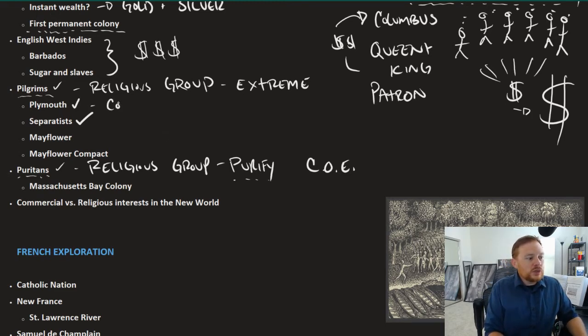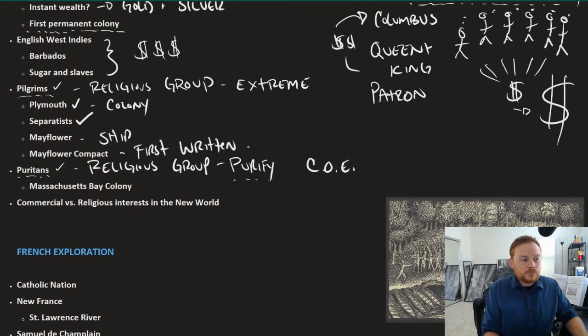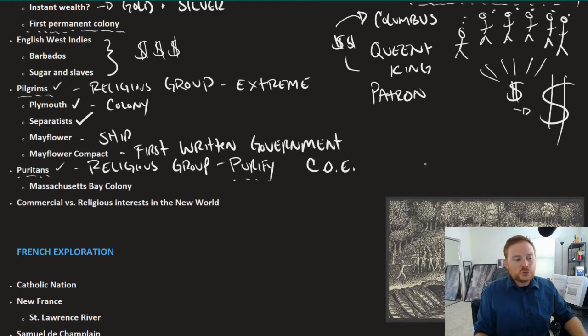So that is the Pilgrim colony that is created. The Mayflower is the ship that the Pilgrims sail on, and it is during that voyage that the Pilgrims agree to the Mayflower Compact, which is the first written government in the New World, right? First written government from a European country in the New World.